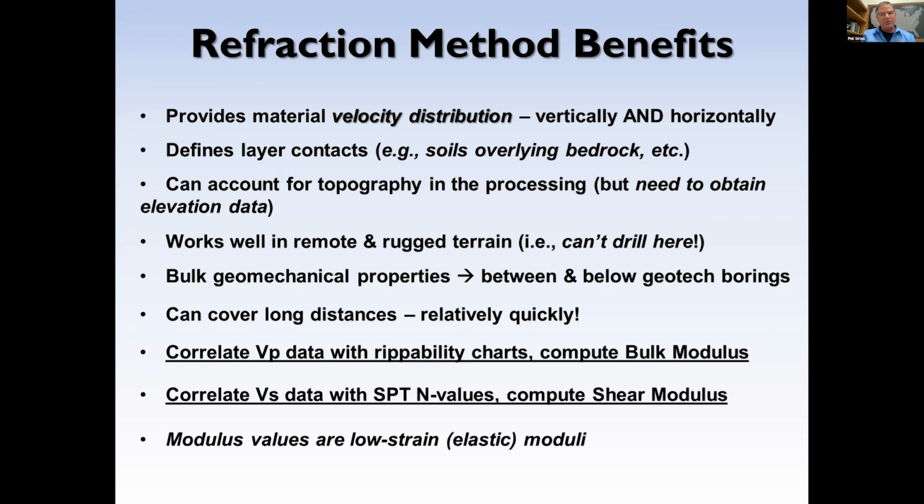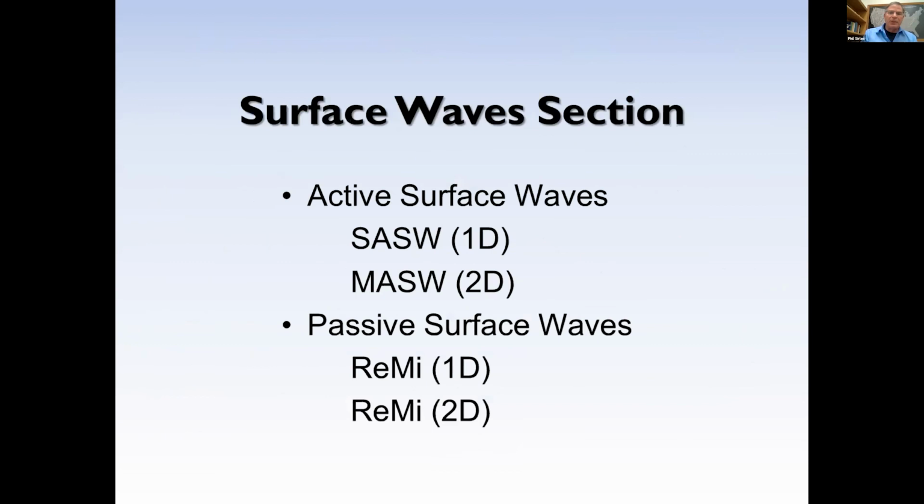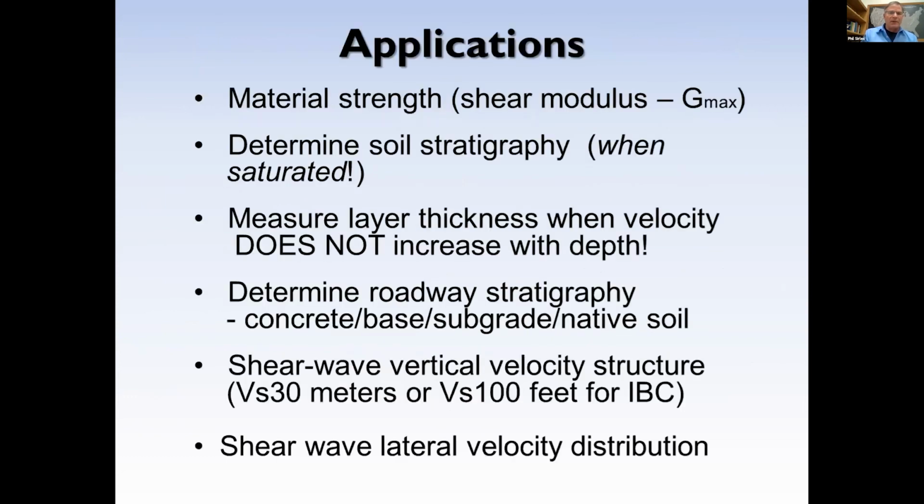The Corps has published papers on blow counts and SPT values in material types, unified soil classification material types. And then remembering that the modulus we're mapping is the low strain elastic modulus. So moving to surface waves pretty quickly from the perspective of why does it work? There's active and passive surface waves, and I'll refer to REMI in just a little bit. The applications are material strengths in the shear modulus and the stiffness in the Gmax low strain category.